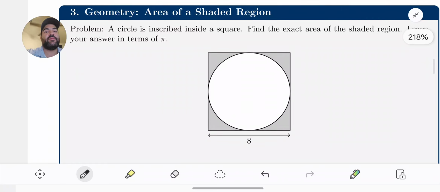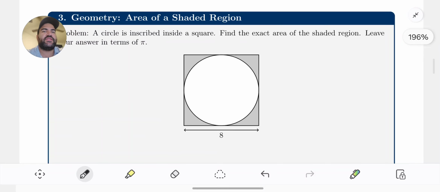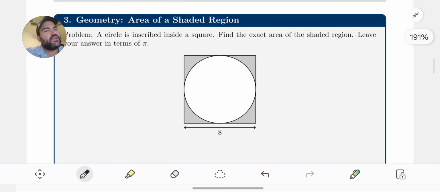Ooh, geometry. By the way, I'm going in these questions blind, so if I take a minute to think about it, it could happen, especially that SAT question. Area of a shaded region. A circle is inscribed inside a square. There it is. Find the exact area of the shaded region. Leave your answer in terms of pi. Okay, so the shaded region's like the outside the square, the circle, outside the circle area. So they want us to find like this part.